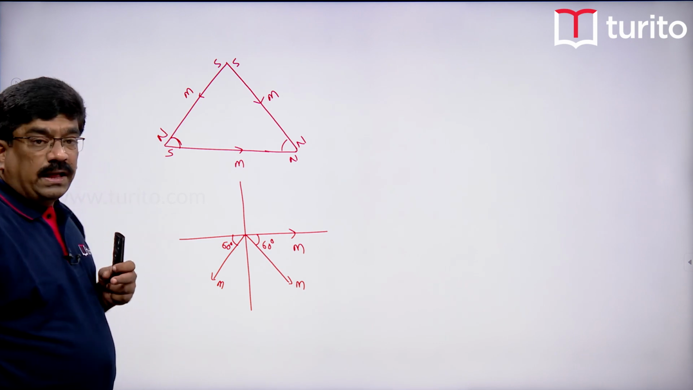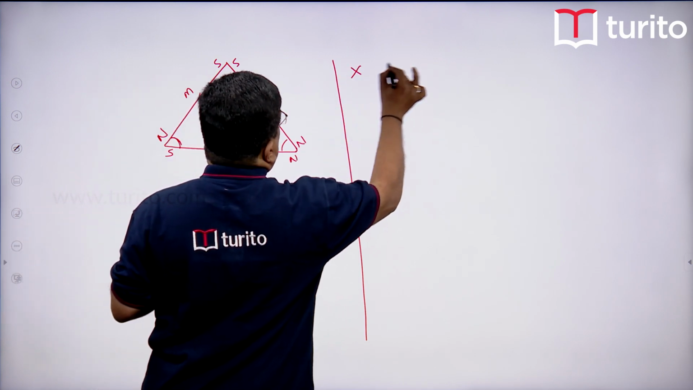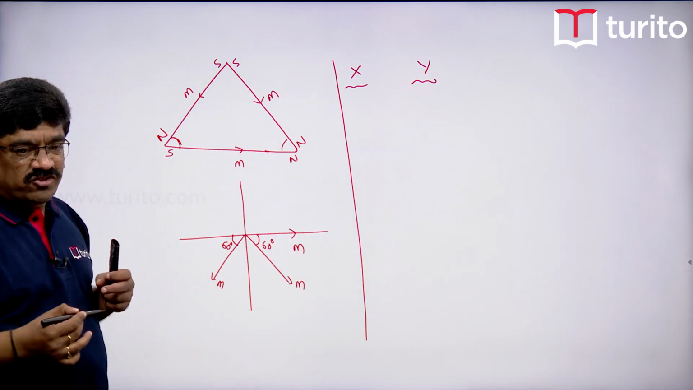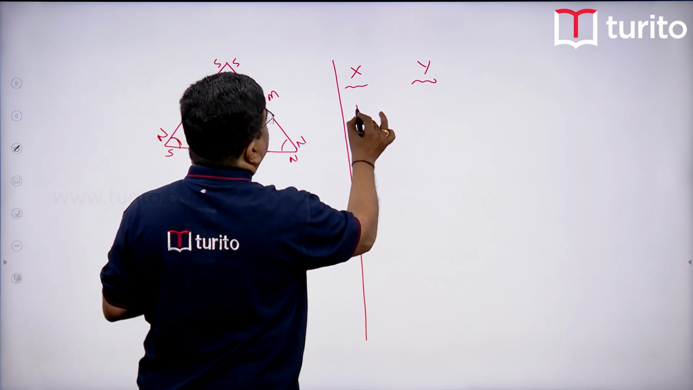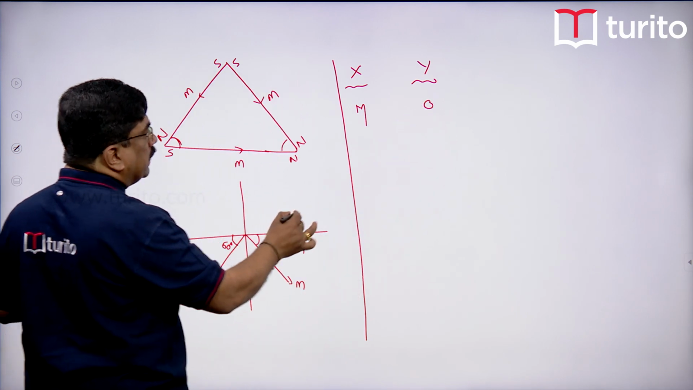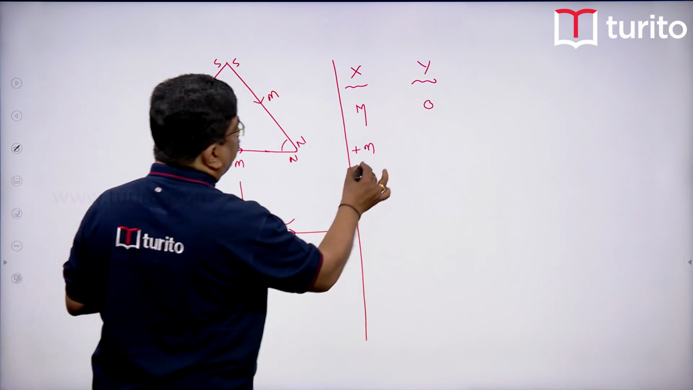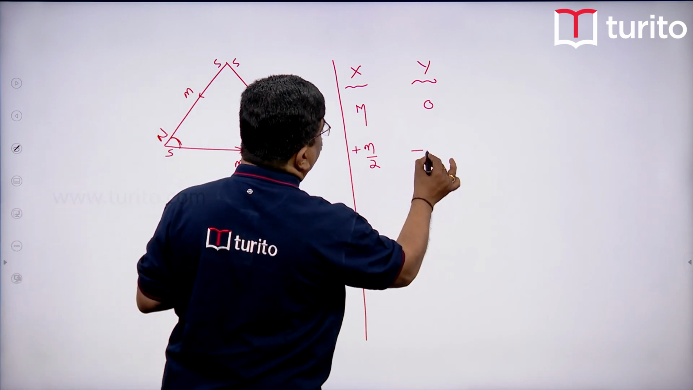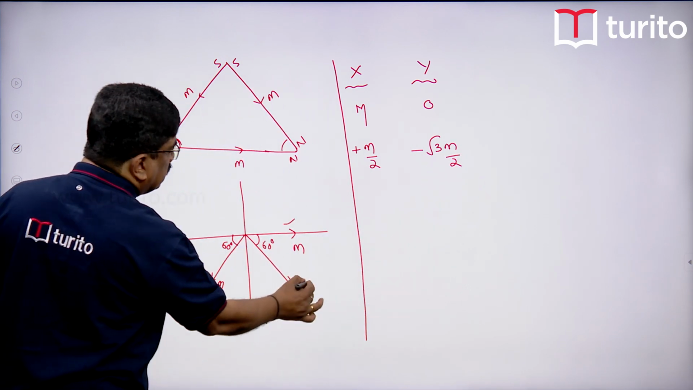Now, we have to find the resultant magnetic moment. You know the procedure very well. We have to find the x component and y component for all three vectors. For the first one, x component is m, y component is 0. For the second one, x component is plus m cos 60, which is plus m by 2. Y component is minus m sin 60, which is minus root 3 m by 2. This is completed.